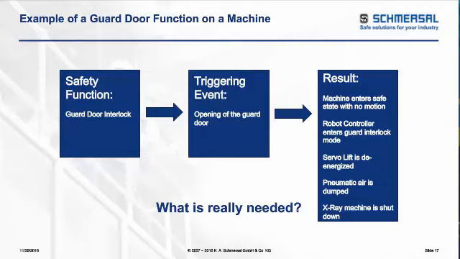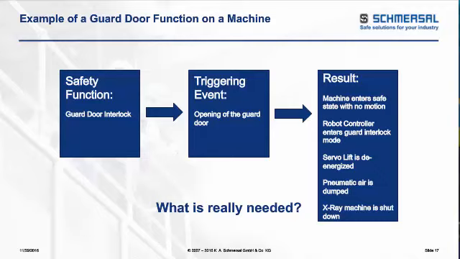So that may be increasing the details in that result field. In this particular example, we had those 4 different output devices, so we have to make sure that the robot controller enters the guard interlock mode. The elevator lift that's being driven by a servo may need to be de-energized. We may need to dump the pneumatic air to enter the safe state. And we have to shut down the X-ray machine. There are 4 hazards on our machine associated with opening up the guard door.